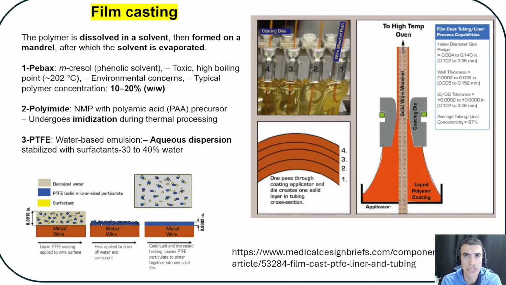So what they do is that they disperse the PTFE in an aqueous dispersion, with water basically, and use a surfactant to disperse the PTFE particles. As you can see on the bottom left, PTFE particles are dispersed in the solution, and you use the same mechanism of casting. It goes through the solution, it gets coated on a mandrel, but the first thing that you do is that you remove water.